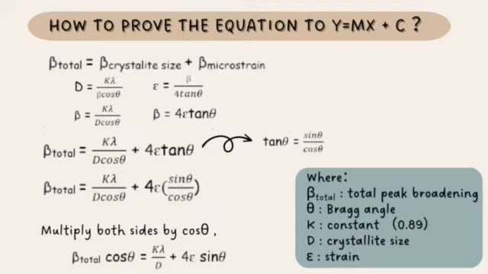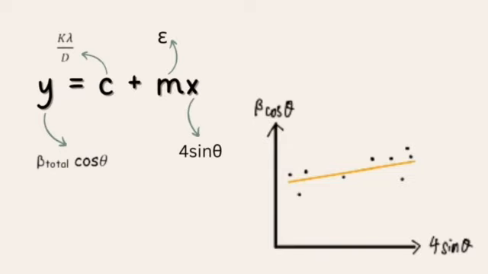From the equation, B is the total peak broadening, theta is the Bragg angle, lambda is the wavelength, K is the constant that depends on crystal shape, which has the value of 0.89, D is the crystallite size and epsilon is strain. Comparing the final equation to the linear graph relationship, y equals mx plus c: y represents the total peak broadening times cos theta, c is lambda divided by D, the gradient is strain, and x is 4 sin theta.